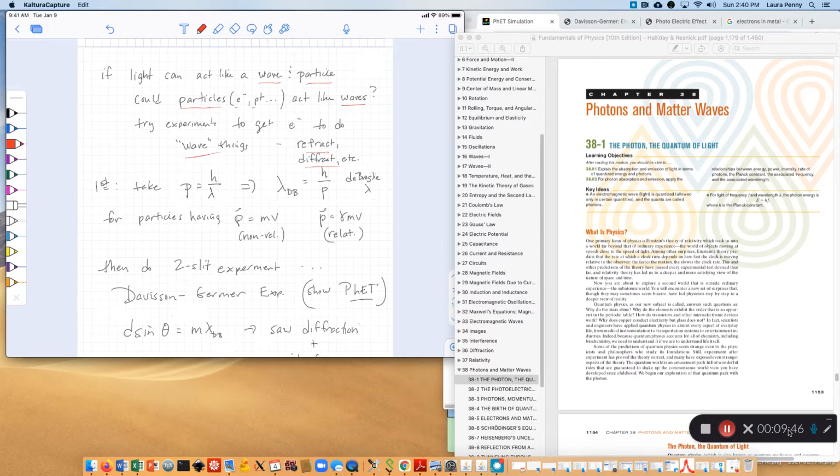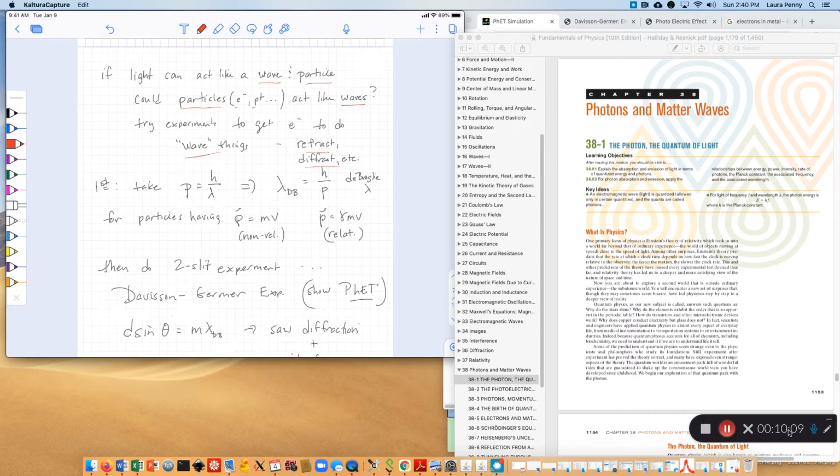Particles reflect. If they hit something, they'll reflect. Not always, but most of the time they'll reflect. Not necessarily with the same amount of energy, but you can get them to do that. But refracting and diffracting, interfering, this is not something that particles do. Particles do not have interference patterns. They don't do that type of thing.